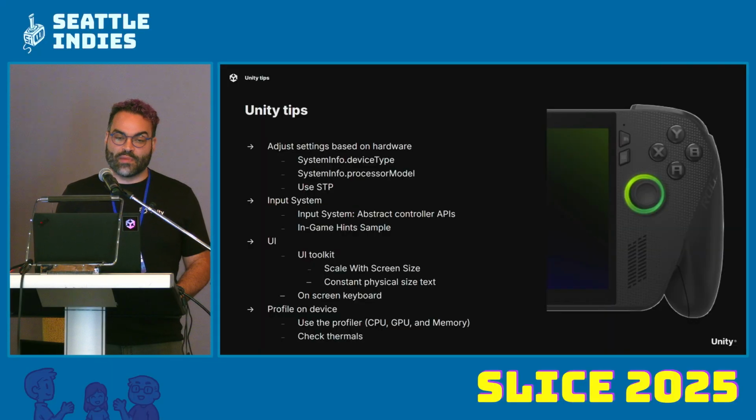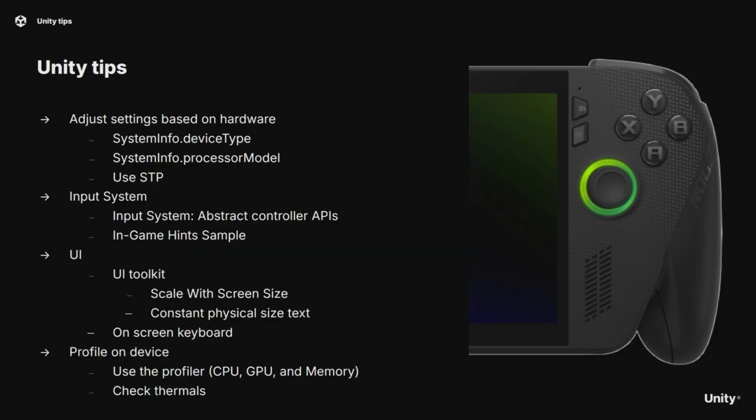The next thing is for input. We can use the input system to abstract all the input methods that are available within Windows. And if you detect that a device is a handheld, just default to controllers. And you can do that using the input system. Also, within the input system, there is an in-game hint sample that you can use to show the right iconography. It will help you on your journey to make sure that the iconographies are correct.